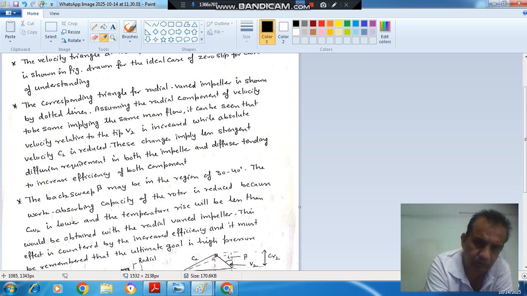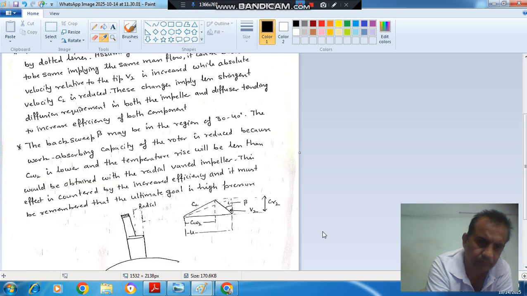So if C2 is reduced, it means CW2 is also reduced. Initially it was this, now it is this. So it will require less amount of work, and less stringent diffusion requirement in both impeller and diffuser, tending to increase the efficiency of both components. Next point is that the back sweep angle beta may be in the region of 30 to 40 degrees.